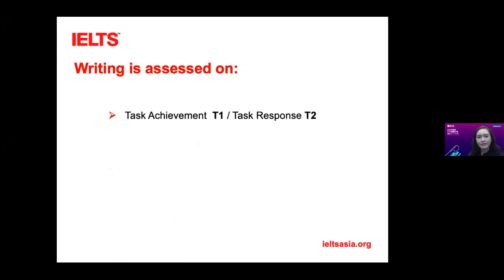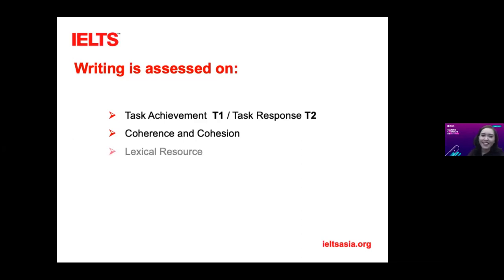Marking criteria. There are 4 criteria in the writing section. Task achievement for task 1 and task response for task 2: basically, whether or not you address the question and stick to the topic. For coherence and cohesion, it's how easy it is to follow your ideas. Do you use paragraphs well? Is it easy to understand what you're trying to say? Do you use sufficient cohesive devices? For example, to end something I need to use "to summarize", but if you use that in the body paragraph, it's not really coherent.